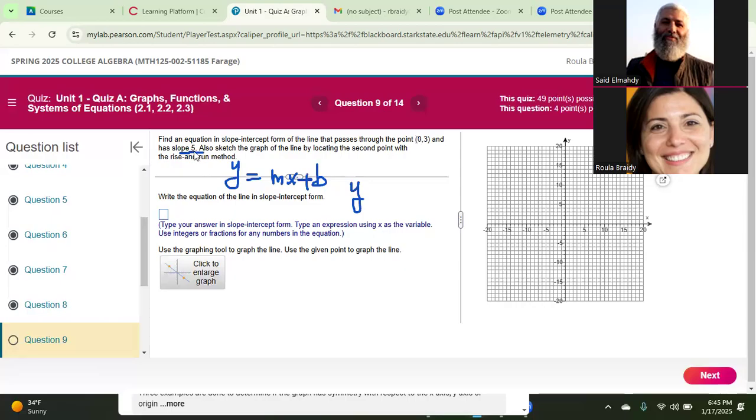Didn't they give us m here? Yes, m is 5. So it is 5x + b. Now, how do we calculate b? How to find b?